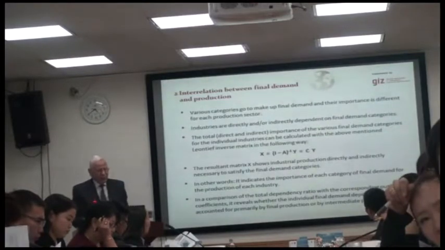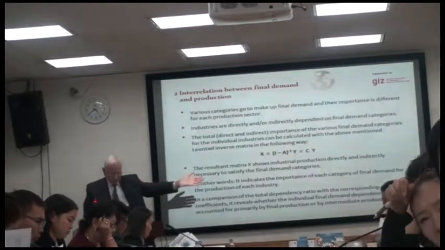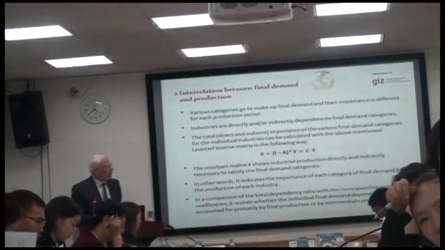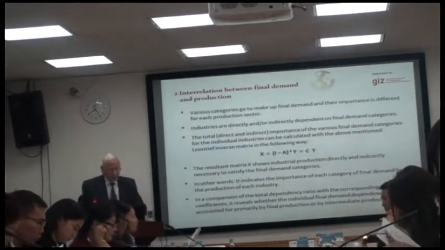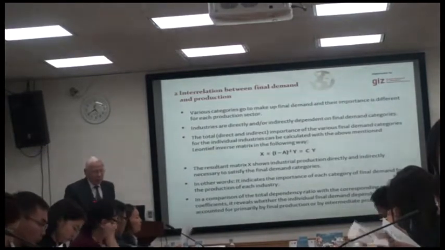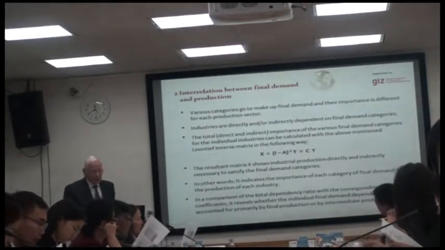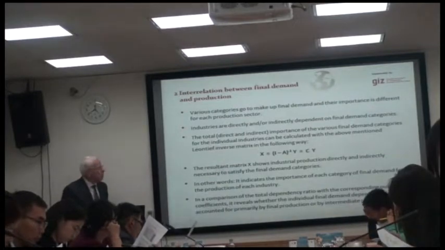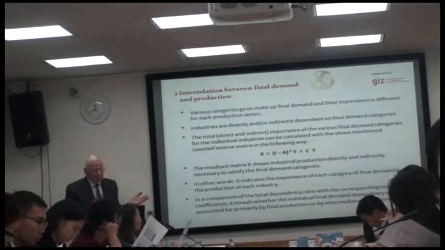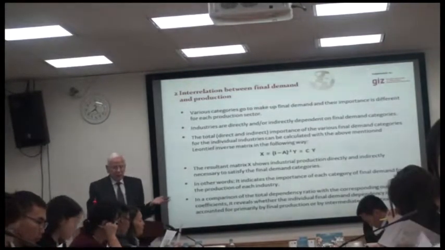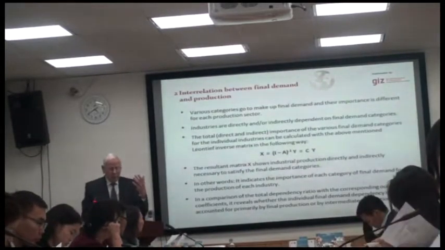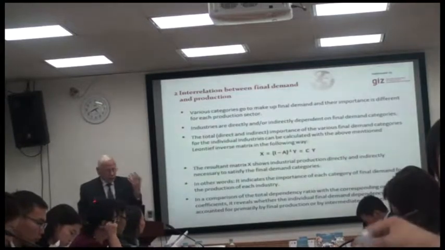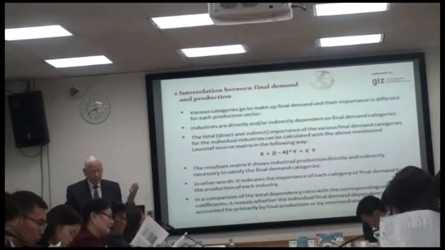Interrelation between final demand, the second quadrant of the table, and production, the last column. You know that various categories go to make up final demand or final use, and their importance is different for each production sector. Some sectors deliver more for private consumption, others produce more for the foreign market, for exports. So for each sector you have a specific output situation.